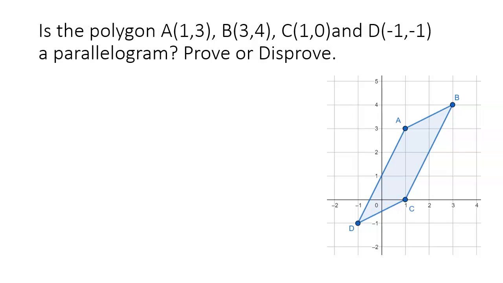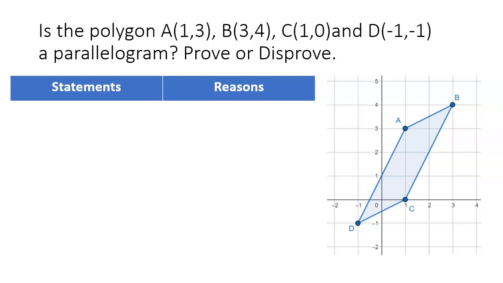Okay. So we are given this polygon. It gives us the coordinate points, and then it's also graphed for us here. We need to decide if this is a parallelogram, and we're going to do it with a proof. So we're going to start off with our statements and our reasons. The first thing, when I'm given a shape and I'm asked to prove what kind of shape it is, I want to start off by finding all my slopes. So I'm going to find my slope of AB, and then my slope of BC and AD. Let me get my screen pen out.